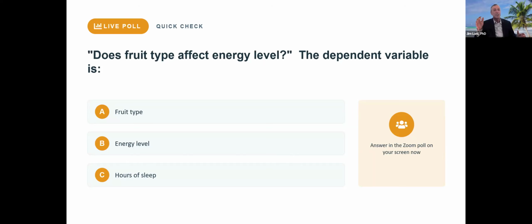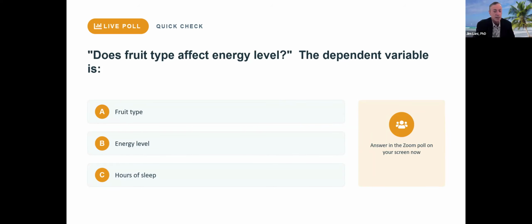So the correct answer is the outcome variable is the energy level, okay? Fruit type is the independent variable that the researcher would select. I give these folks oranges, I give these folks bananas, I give these folks apples, and then I'm assessing their energy level, okay? All right.